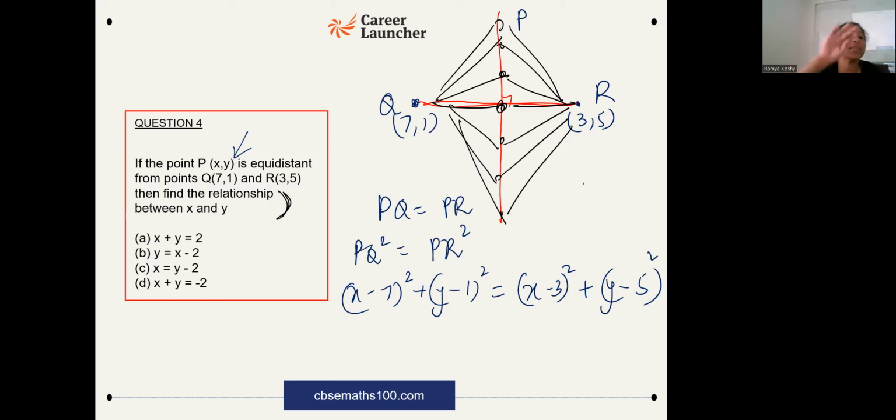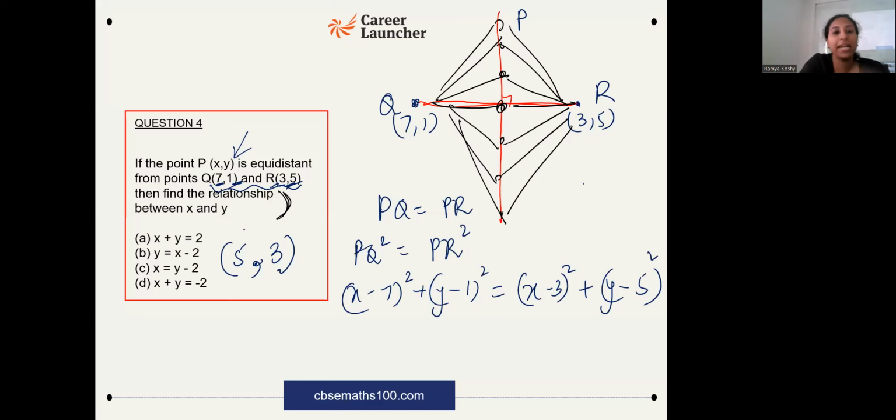But considering that this is a 1 mark question, that you have options over here, and since the method doesn't matter over here, I will approve the use of the midpoint formula for a 1 mark question. Why is it approved? Because I know the midpoint is one of the points which should be at the same distance from Q and R. So we'll find the midpoint. 7 plus 3 is 10, 10 divided by 2, 5. 1 plus 5, 6, 6 divided by 2, 3.